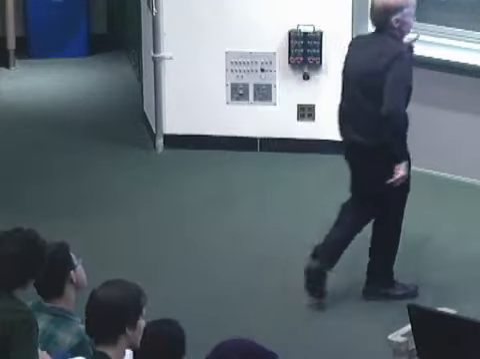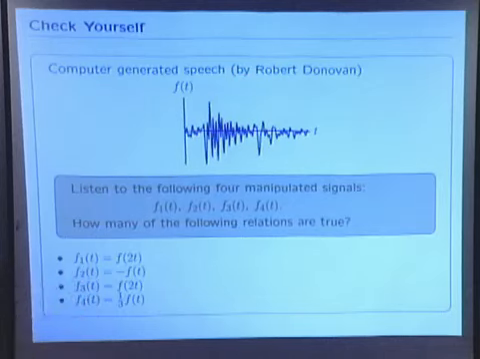Okay, remember that answer. Now, is the following sound minus f of t?